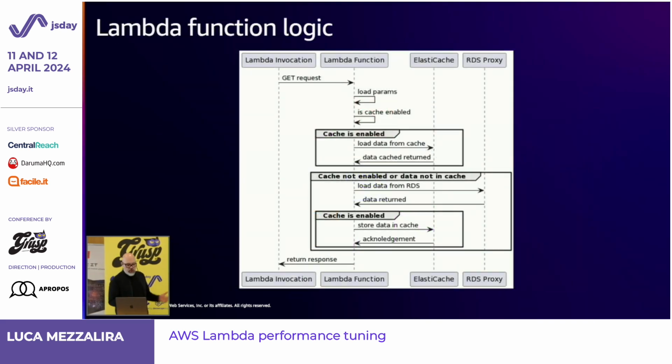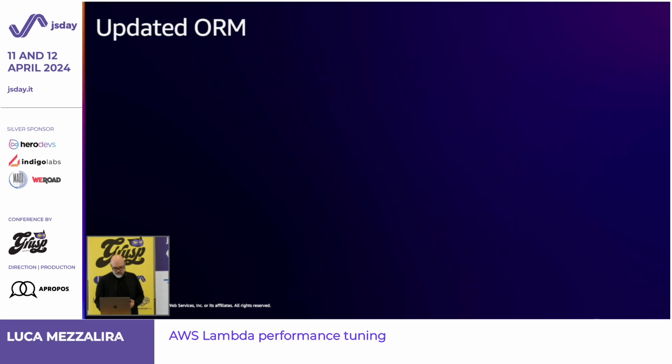So now the function logic is, OK, first load the parameters, check if the cache is enabled. We load the data from the cache. If the cache returns the data, we basically return back the response. Otherwise, we go to the database.